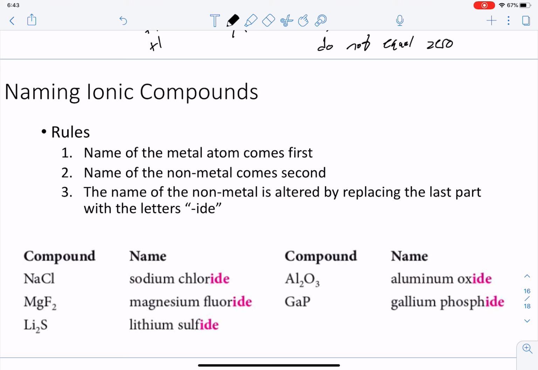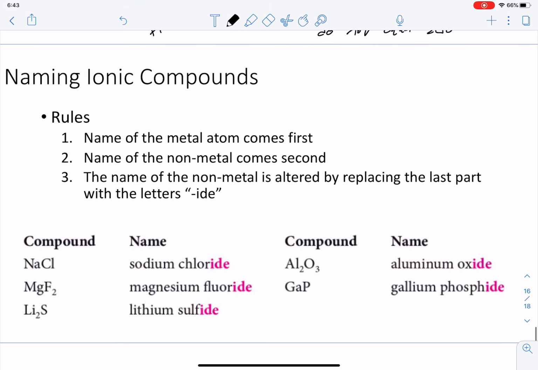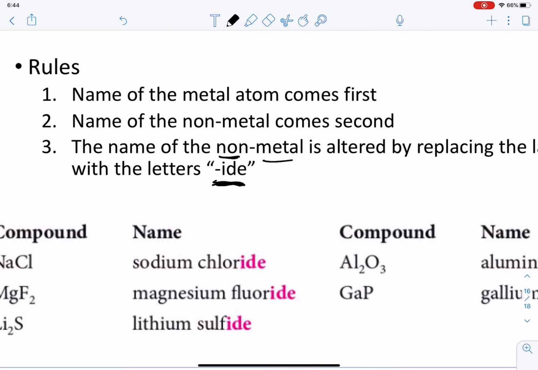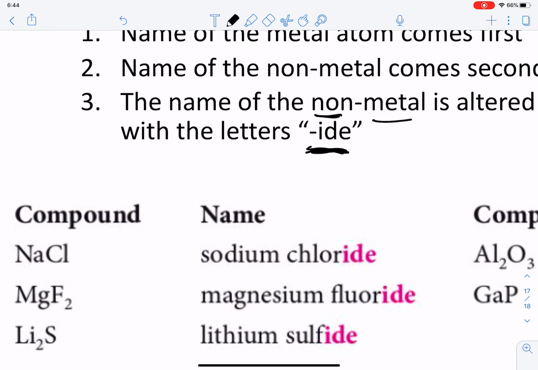They are very straightforward. The first rule is just to put the name of the metal atom first. Generally, that's going to be the element on the left, right? Second rule is the name of the nonmetal is second. So far, so good. And the only thing we really need to change when we're naming an ionic compound, besides putting the 2 elements' names together, is the name of the nonmetal is altered by replacing the last part with the letters IDE.